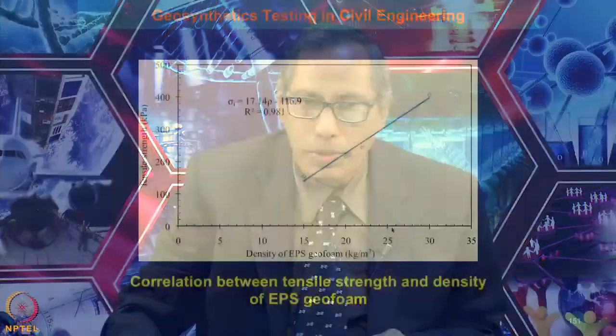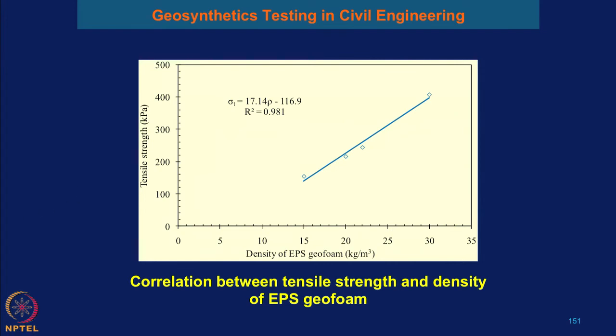Now, I will show you in the slides the correlation between the tensile strength in kilopascal and the density of EPS geofoam in kg per meter cube. What will be the correlation between the tensile strength and the density of the EPS geofoam, for different densities starting from maybe 15, 20, 22 and 30?